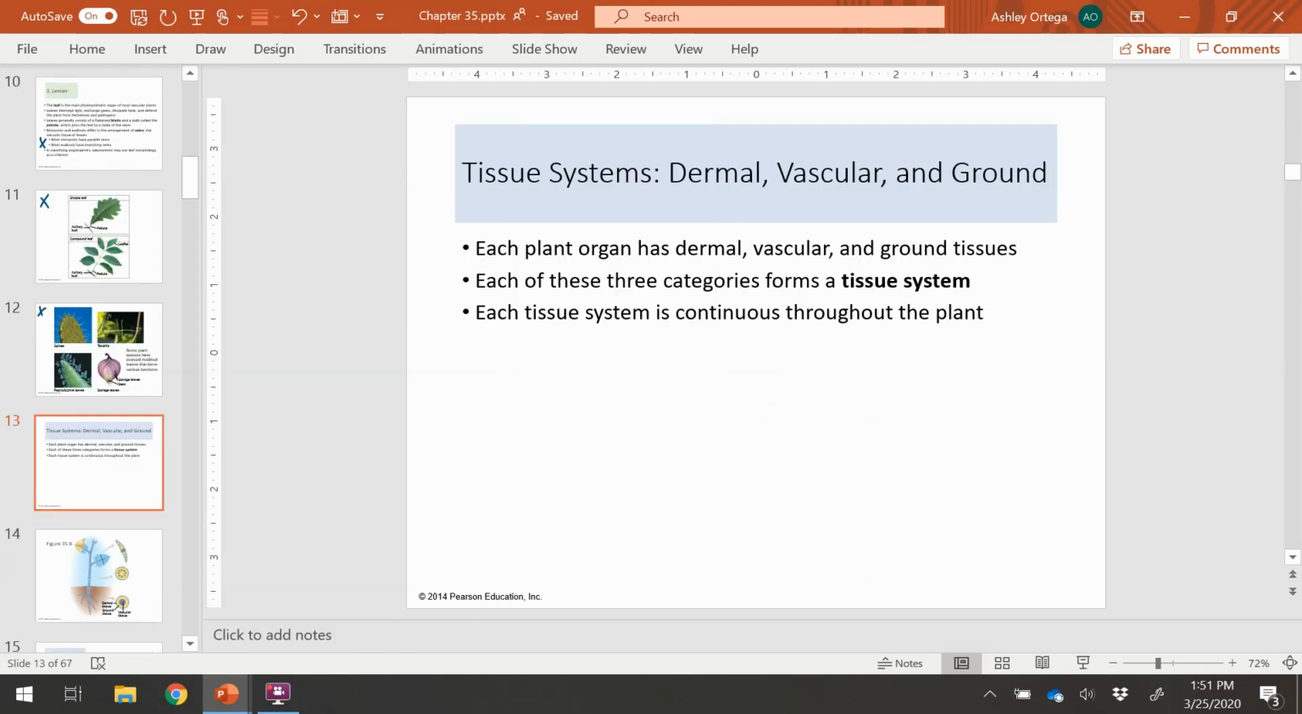All right. So tissue systems. We've looked at the 3 organs. Now let's look at tissue systems for plants.